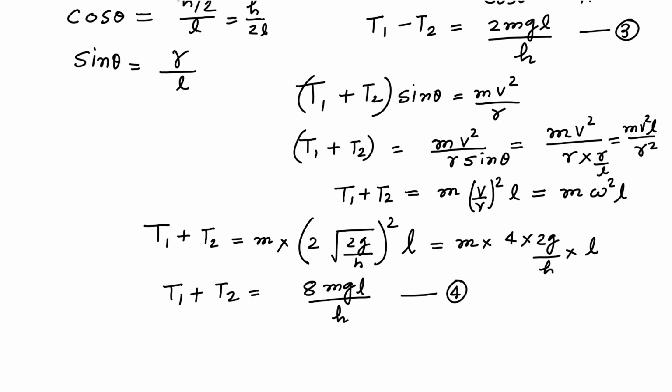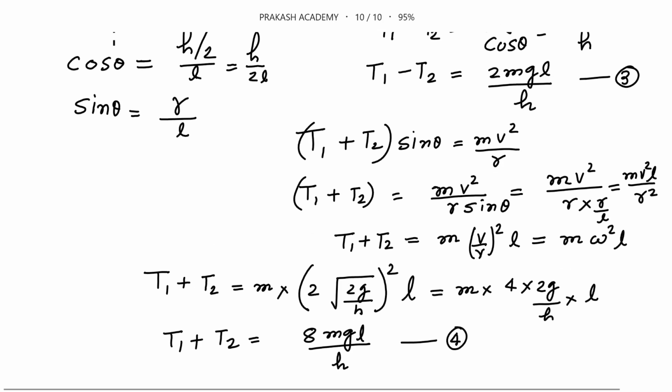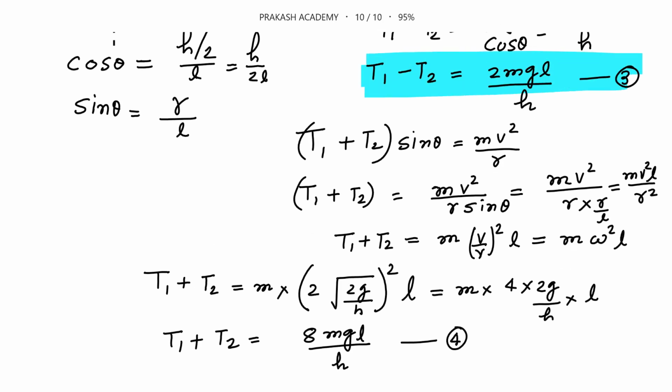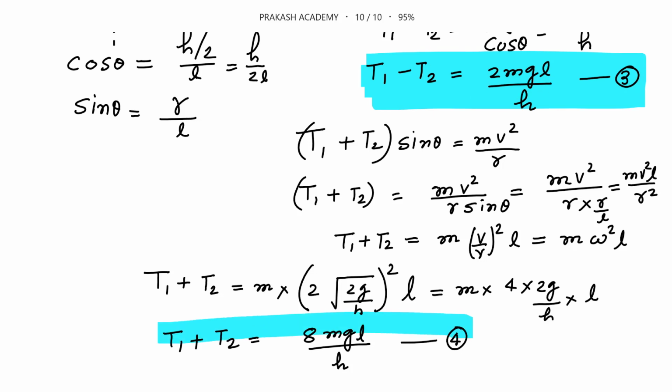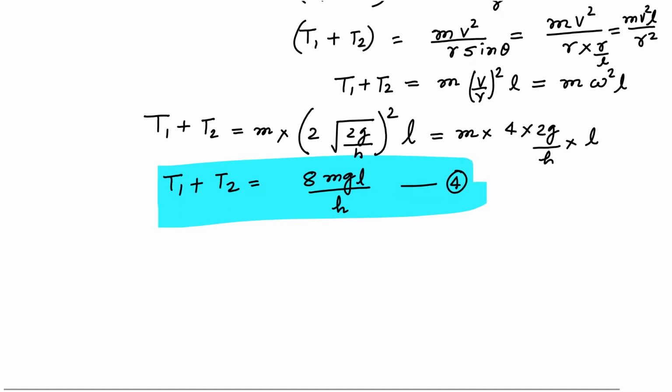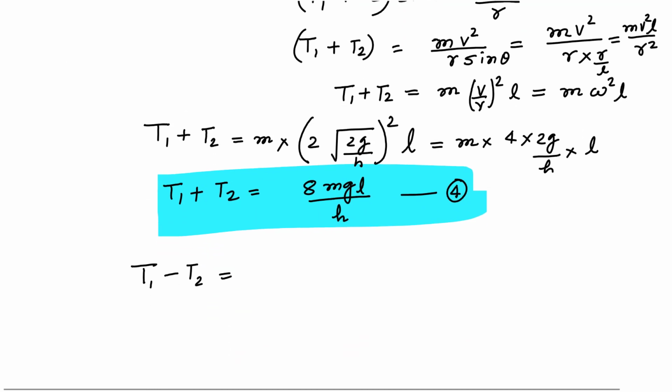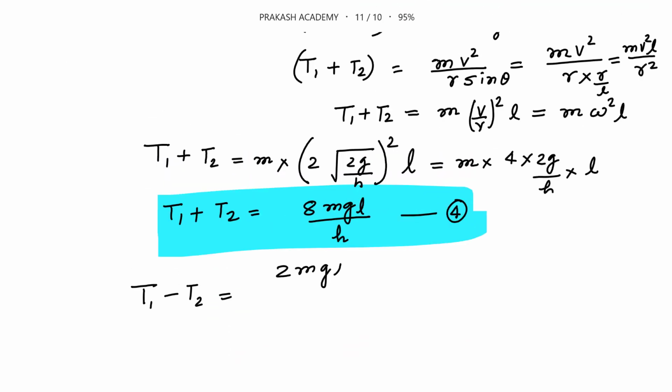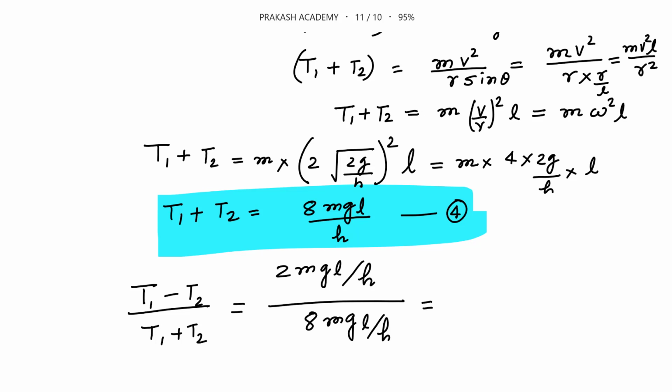Now let us divide equation 3 and equation 4. So equation 3 is this and equation 4 is this. So I can divide these two equations. If I divide this, what will I have? This side I will have T1 minus T2, and this side we will have 2mgl by h, and here I will have T1 plus T2 and 8mgl by h. So this is 1 by 4.